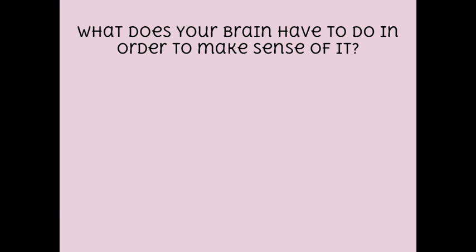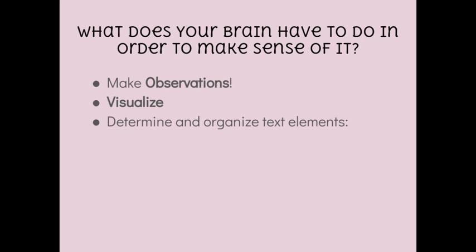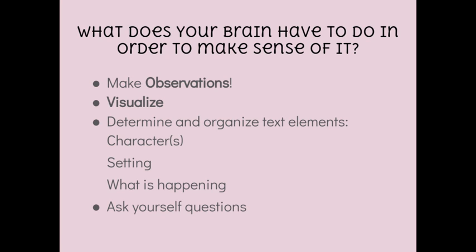What does your brain have to do in order to make sense of it all? Make observations. Visualize. Determine and organize text elements like characters, setting, what is happening. Ask yourself questions like who, what, when, where, why, how.